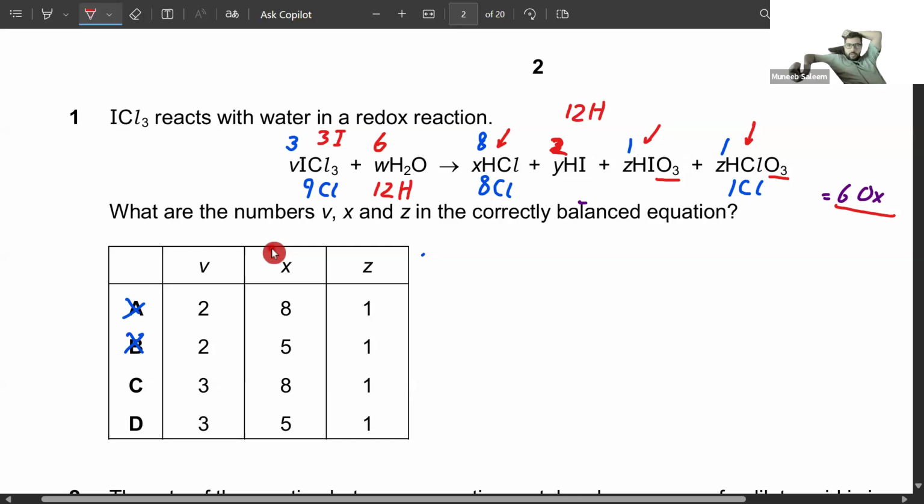And with respect to iodine, we have 2 iodine coming from here and 1 iodine coming from here, because the blue one was already there from the start. So we have 3 iodine, and there were already 3 iodine present on the reactant side. So you could say that all the elements have now properly balanced if you put these coefficients mentioned in the C option. So C is the correct answer.